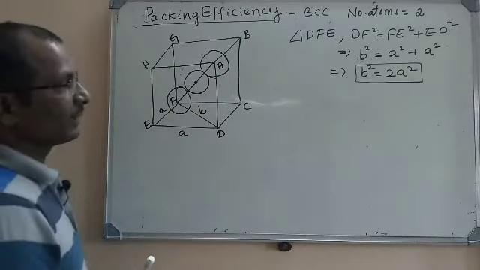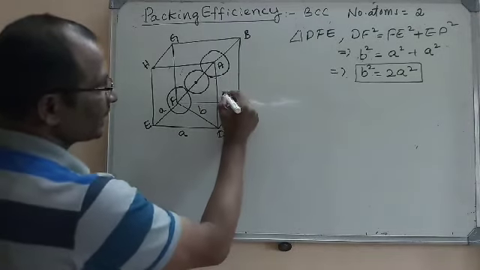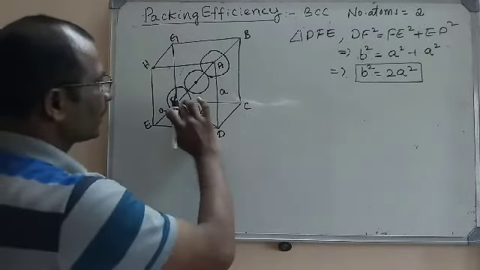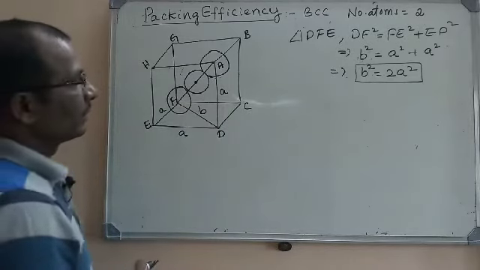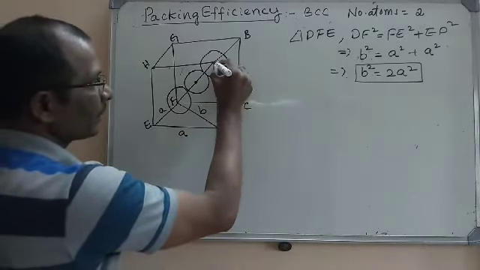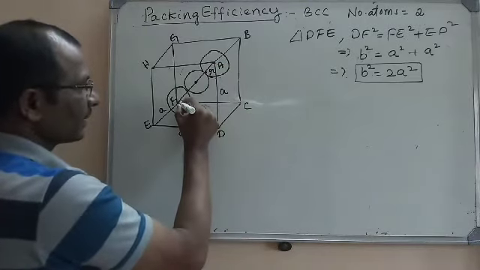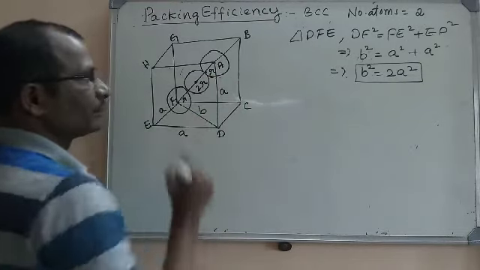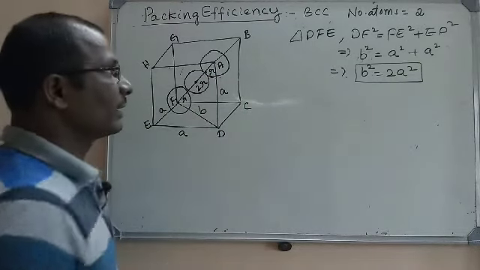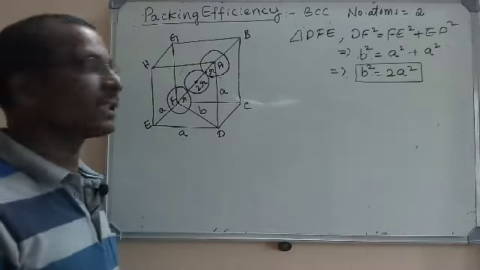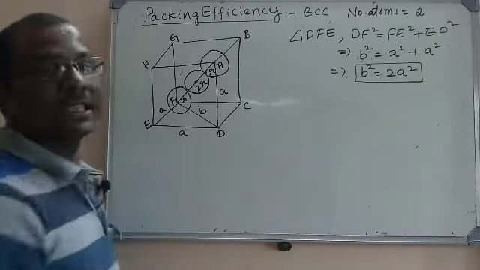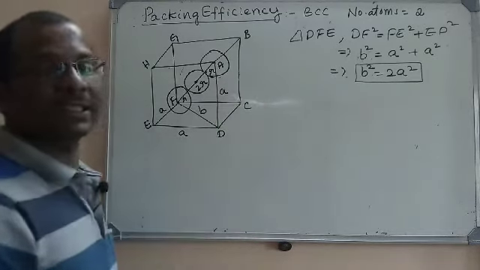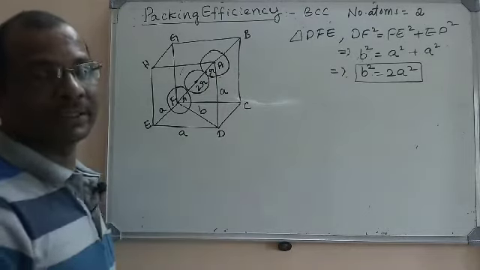AF is nothing but the diagonal. Here AD is nothing but the edge. AD is one edge, and already we know the FD value is B. Now here AF. So you all know that from here to here it is a radius, from the center to this point R, and this diameter will be 2R. Please remember that in face centered also the spheres are touching each other. One is at the center of the face, and the sphere at the center of the face will be touching the other two spheres on the corners.